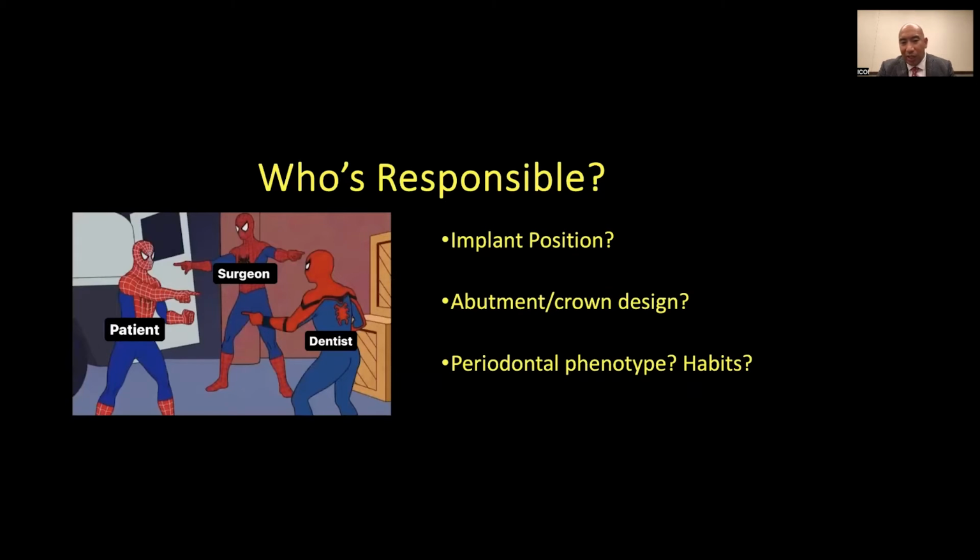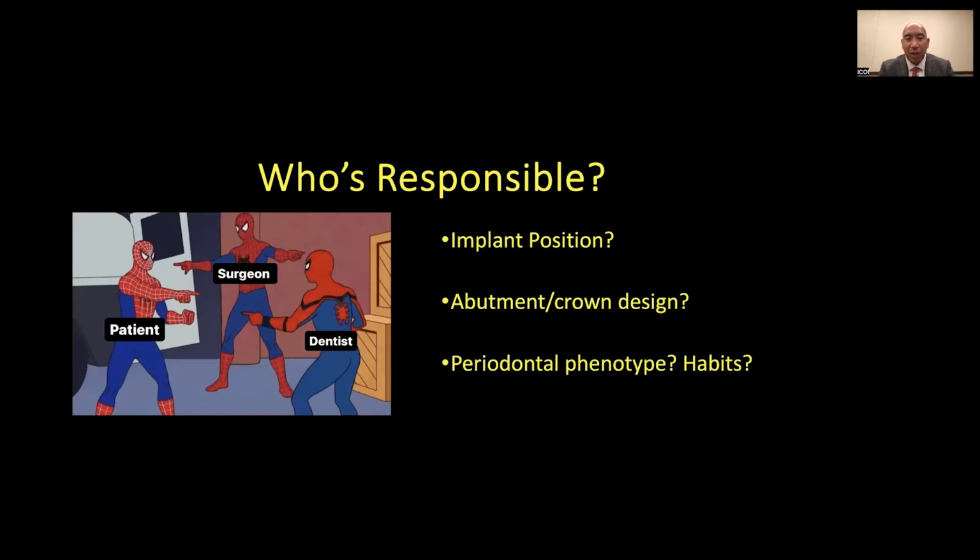So one of the things that we get into in these cases, because they do involve a surgeon, a restorative dentist, a lab, a patient, sometimes we just get into the habit of pointing fingers at each other, right? Nobody can or wants to take responsibility for what happened. We don't know whose fault it is, or if it's anybody's fault, or is this just something that happens?